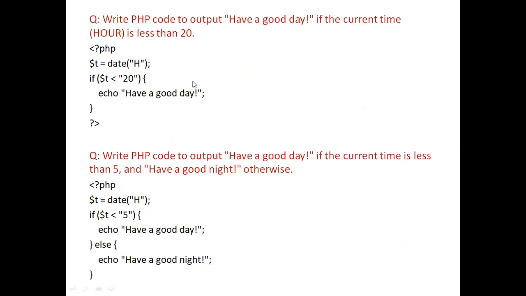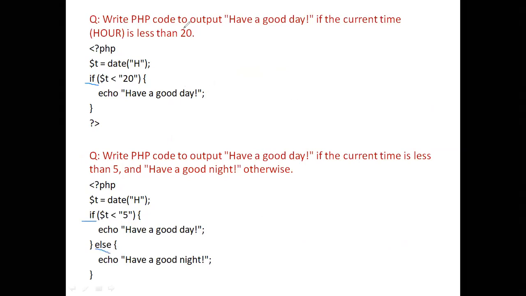Let me put it here. You have the if condition here, and here if and if else. Look at here. The question is: write PHP code to output "Have a good day!" if the current hour is less than 20. Here we have the PHP opening and then the PHP closing. Inside, $t is for the time setup. As I said before, the variable name you can give anything. Not only $t, you can write $time. If you write $time here, you also have to write $time here. I believe by now you already understand this.